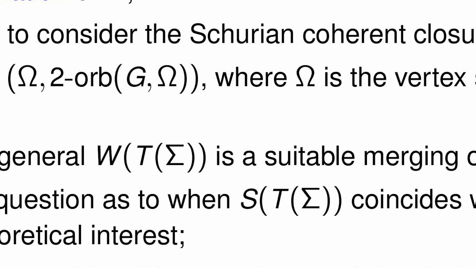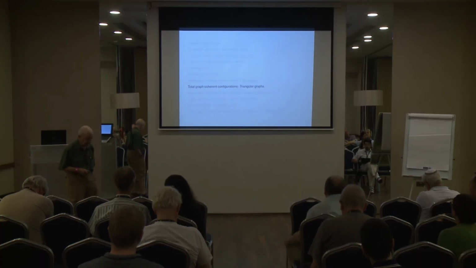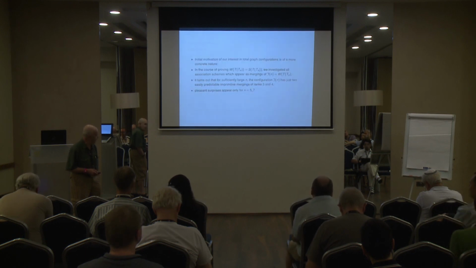We were considering two nice classes of graphs, classical strongly regular graphs in graph theory. These are triangular graphs and lattice square graphs, and we proved theoretically that both definitions of the total graph coherent configuration coincide. Now I would like to talk a little bit about triangular graphs.